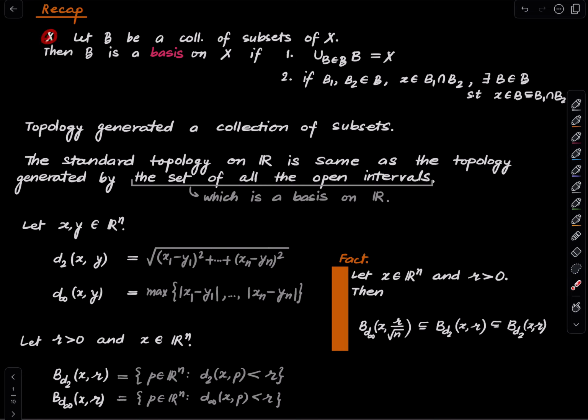X is any set, and let B be a collection of subsets of it. Then we say this collection is a basis on X if the union of all the things in it is the entirety of the original set. And if you find two members of this collection which intersect non-trivially, and you pick an arbitrary point in the intersection, then there is another member in the collection which contains the chosen point and is contained in the intersection. So this was a rather strange looking definition, but we gave examples and hopefully it is clear, or at least makes some sense.